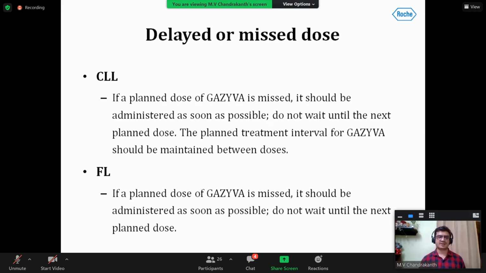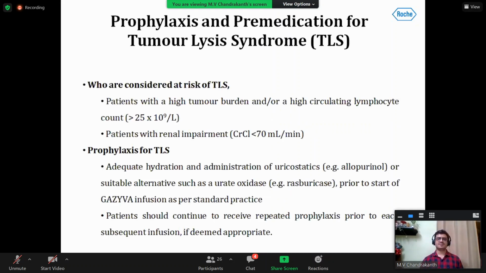So what about follicular lymphoma? Even here, the same thing happens. The first week I gave, the second week missed, and I'm around day 17. I should not wait for the third week. I must administer the subsequent dose as early as possible so that the anti-CD20 efficacy is well maintained in these patients. So, what is the prophylaxis and pre-medication for these patients?